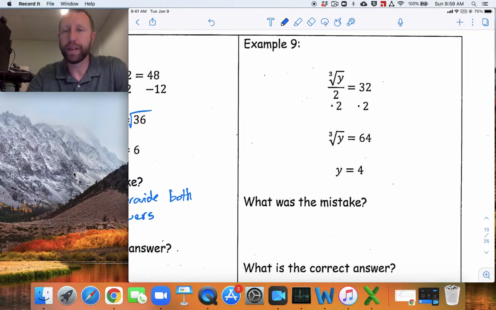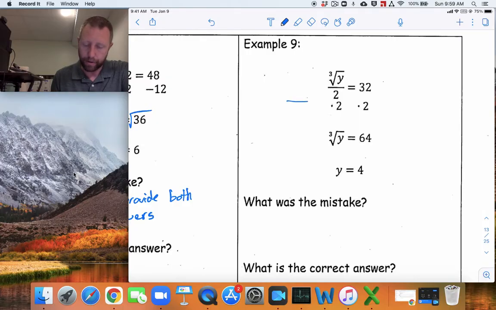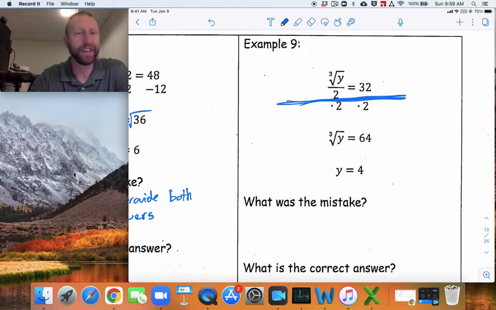All right, let's see what we did here for example number 9. This one, I'm gonna draw a line here just so we can see the actual original equation a little bit easier. The original equation here is the cube root of y divided by 2 equals 32. So you can see what they did first. They went ahead and multiplied both sides by 2. Perfect. No problem with that. That leaves us with the cube root of y equals 64.